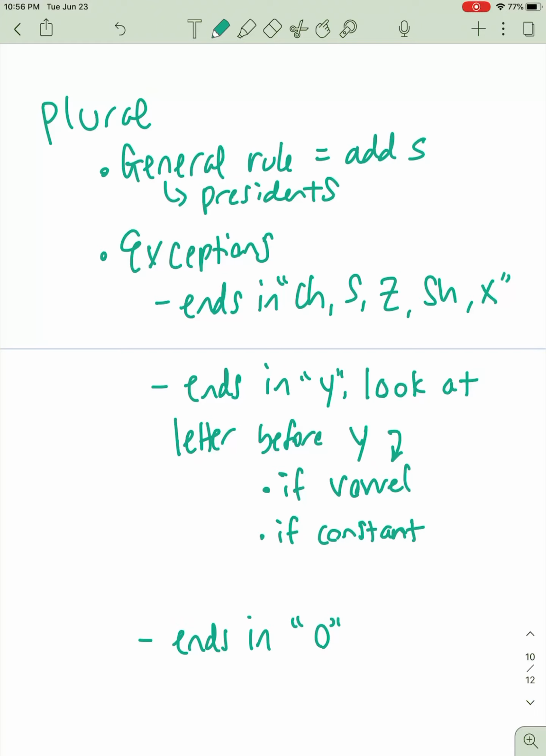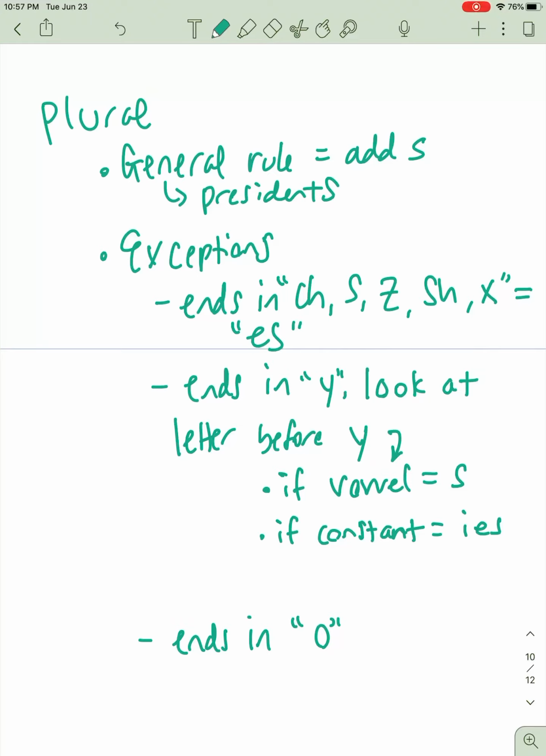Thank you, English language, for that. So let's go over a couple of these exceptions. If a word ends in CH, S, Z, SH, or X, this is an exception. You add ES to the end rather than just an S. If a word ends in a Y, you need to look at the letter before the Y to determine what to do. If you have a vowel, a word like A-E-I-O-U before the Y, then you're going to add an S. You're going to follow the general rule. However, if you have a consonant before, you're going to drop the Y and add an I and then add ES.